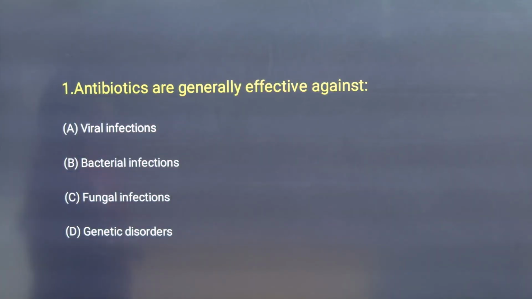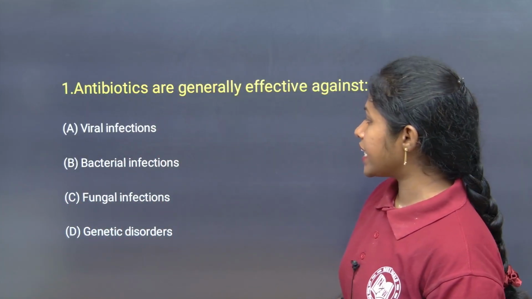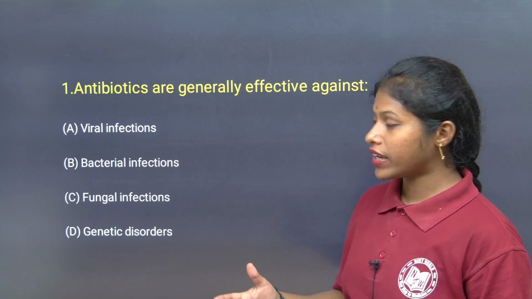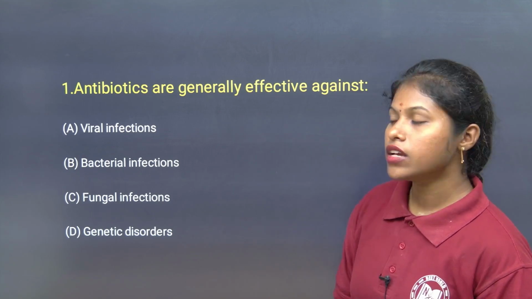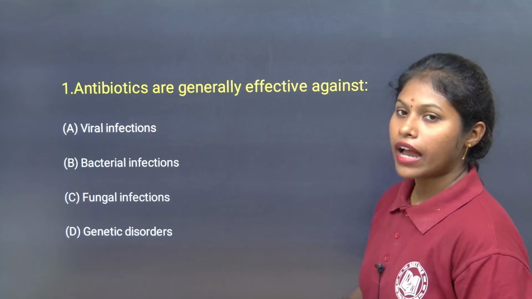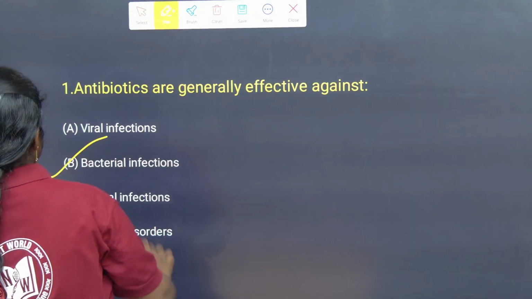Here is the first question they are asking. Antibiotics are generally effective against: viral infections, fungal infections, genetic disorders? We all know that antibiotics are generally effective against bacterial infections, because they suppress the growth of the bacteria.